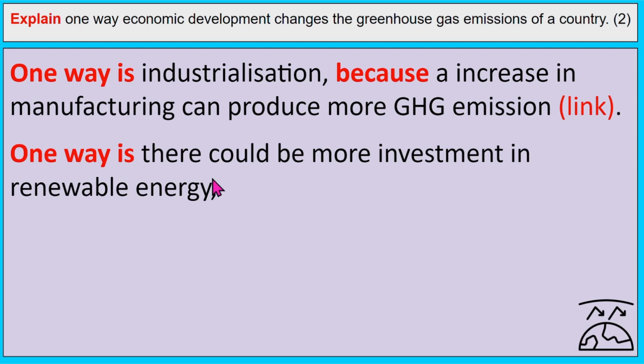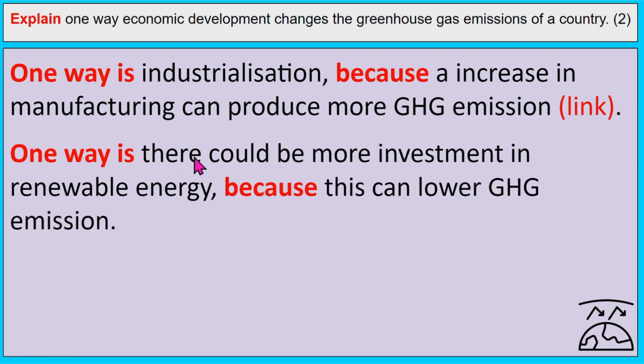This next one, 1 way is there could be more investment in renewable energies. Point there, because this can lower greenhouse gas emissions. I actually don't like this response so much. I feel like maybe I could have used a little bit more information. Moving countries away from coal, oil and gas probably would have added to just really secure that 2nd mark, but I still think you can do this. And the main point of this video is to really show you how quickly and efficiently you can get the marks. Because I know in GCSE, time pressure is a real thing.